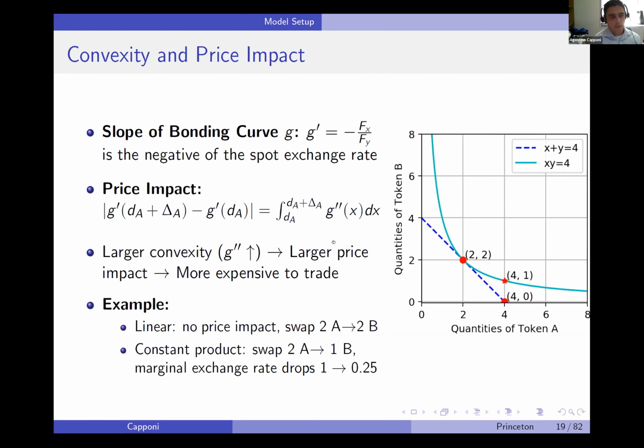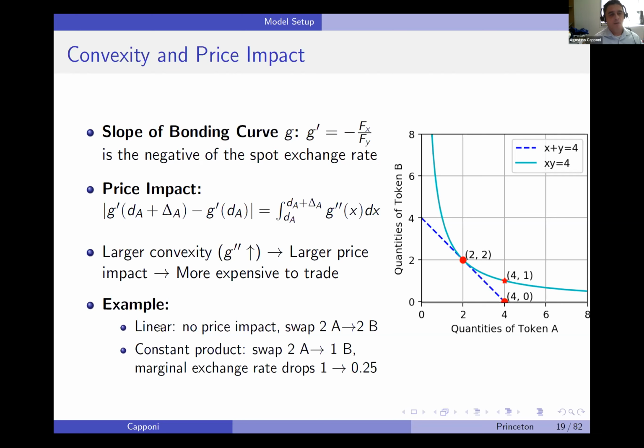So then what we can see from this expression here is that if you have a larger convexity, which means that G2 is larger, so if the pricing curve is much more convex, the price impact will be larger, which means that it will be more expensive to trade. And we could look at two examples, like the case where there is a linear pricing function.